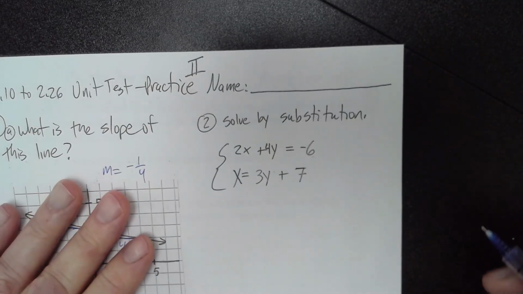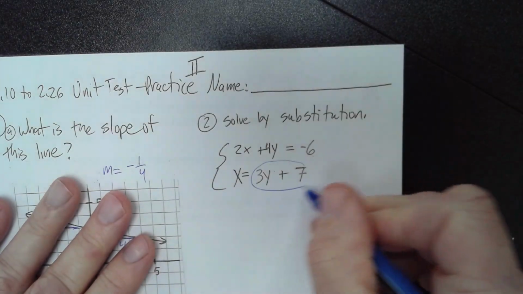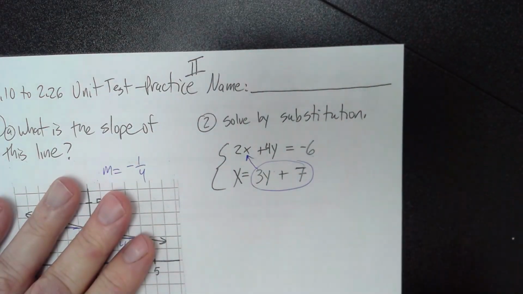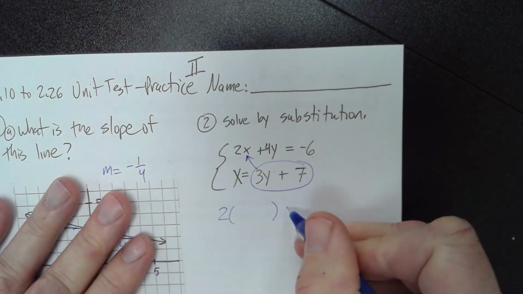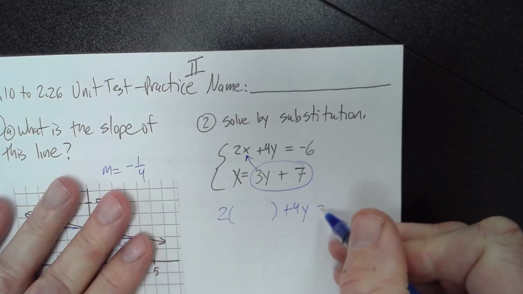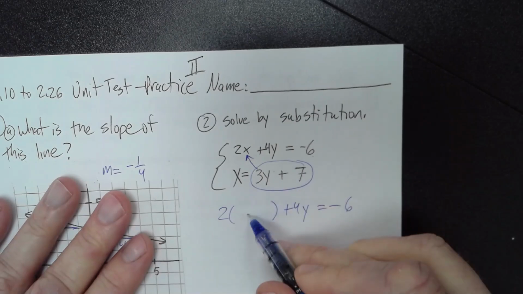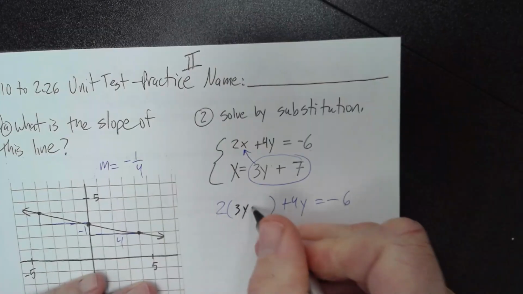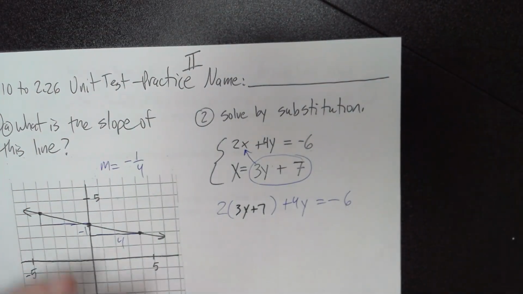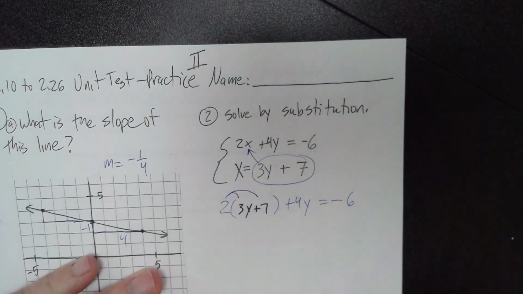Number 2, solve by substitution. So we're going to take this business here and we're going to throw it in for x, because that's what x equals. So I'm going to put it into 2 blank plus 4y is equal to negative 6. So I'm going to put this in this space here. 3y plus 7. When the 2 is sitting out front, we need to distribute.